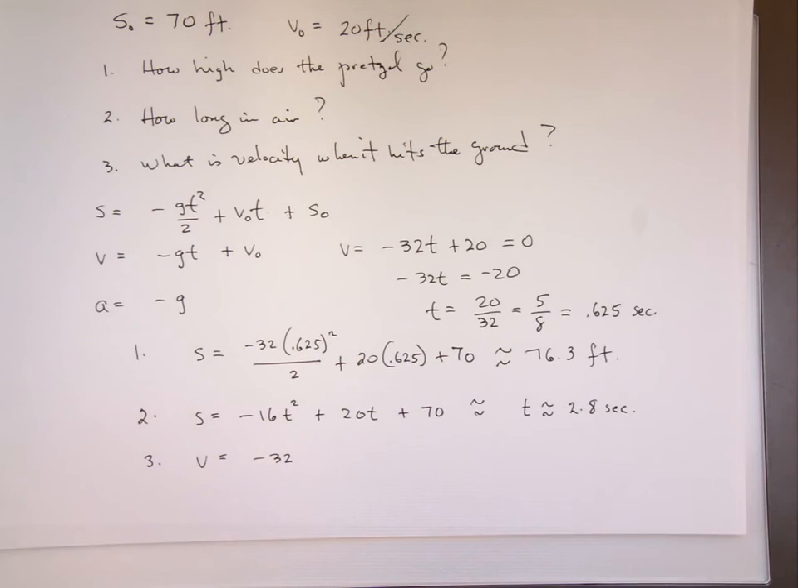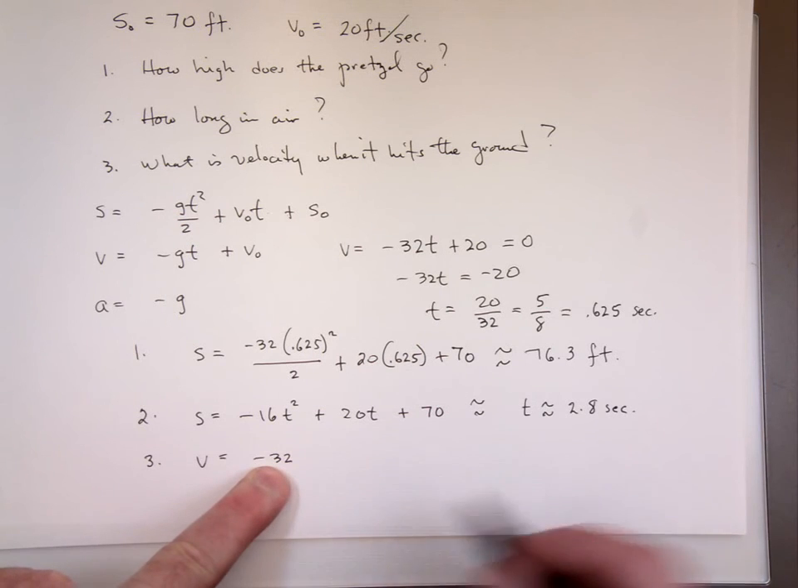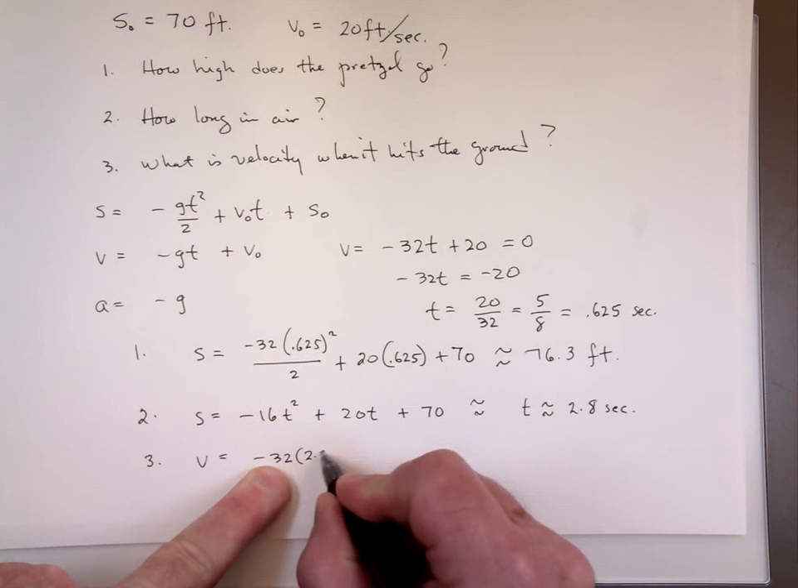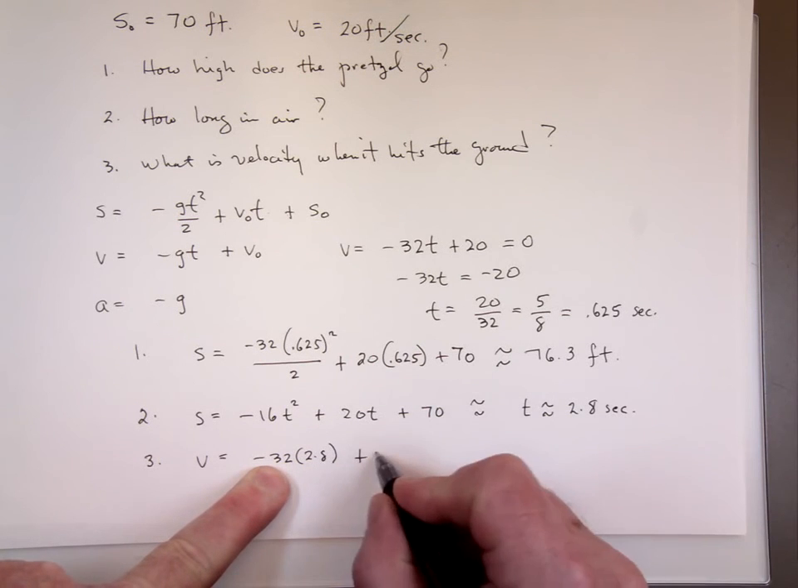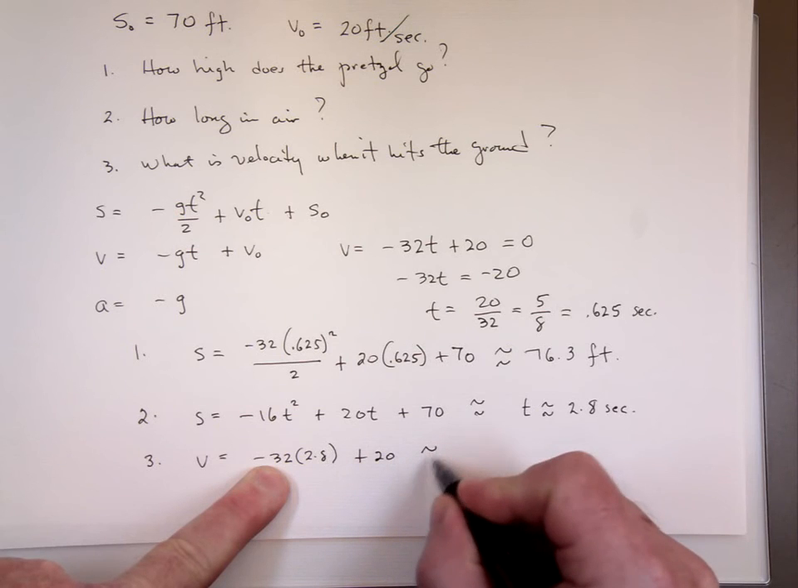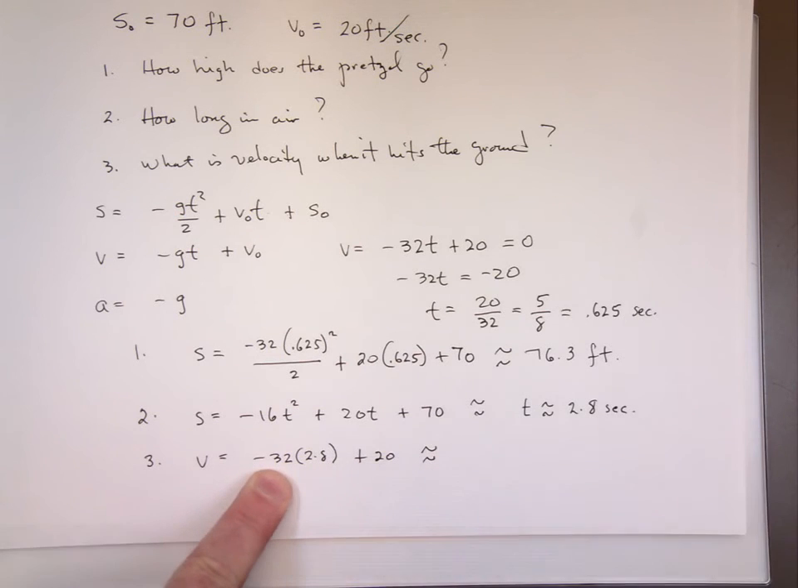All right. The velocity is negative 32t, with t equal to 2.8. Initial velocity was 0. What do we get here? What's our velocity when it hits the ground? 69.6 feet per second. What is it? 69.6 feet per second. Thank you.